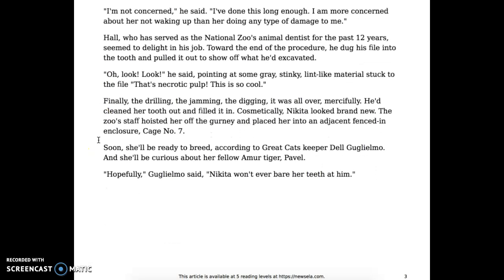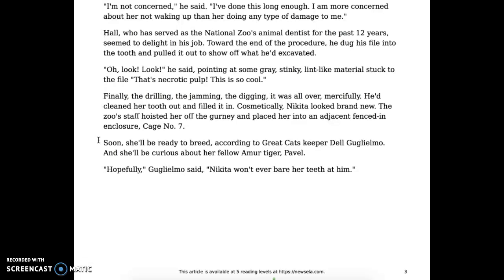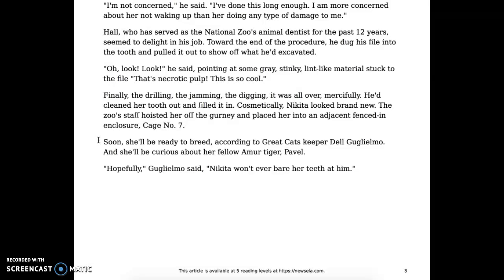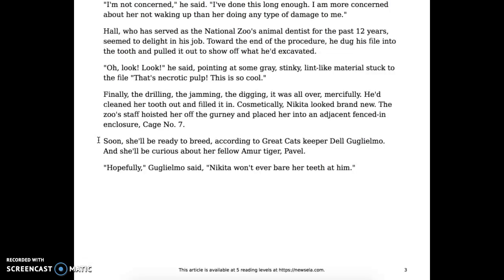Finally, the drilling, the jamming, the digging. It was all over. Mercifully, he cleaned her tooth out and filled it in. Cosmetically, Nikita looked brand new. The zoo's staff hoisted her off the gurney and placed her into an adjacent fenced-in enclosure, cage number 7. Soon she'll be ready to breed, according to great cats keeper Del Guglielmo. And she'll be curious about her fellow Amur tiger Pavel. Hopefully, Nikita won't ever bare her teeth at him.